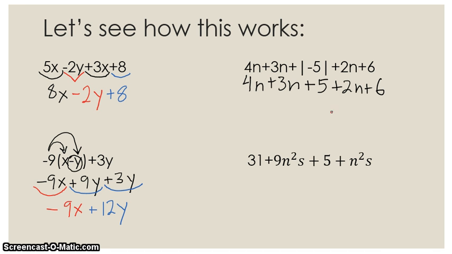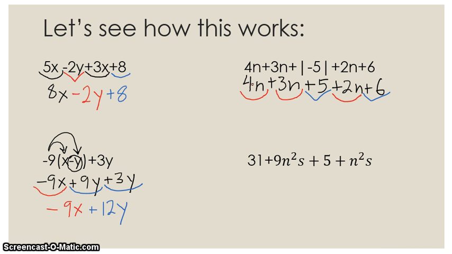And then I'm going to see what matches. So I have 4n, which matches 3n, which also matches the positive 2n. So I can combine all of those. And then I have positive 5 and positive 6. They don't have any letters, so I can deal with them together also.